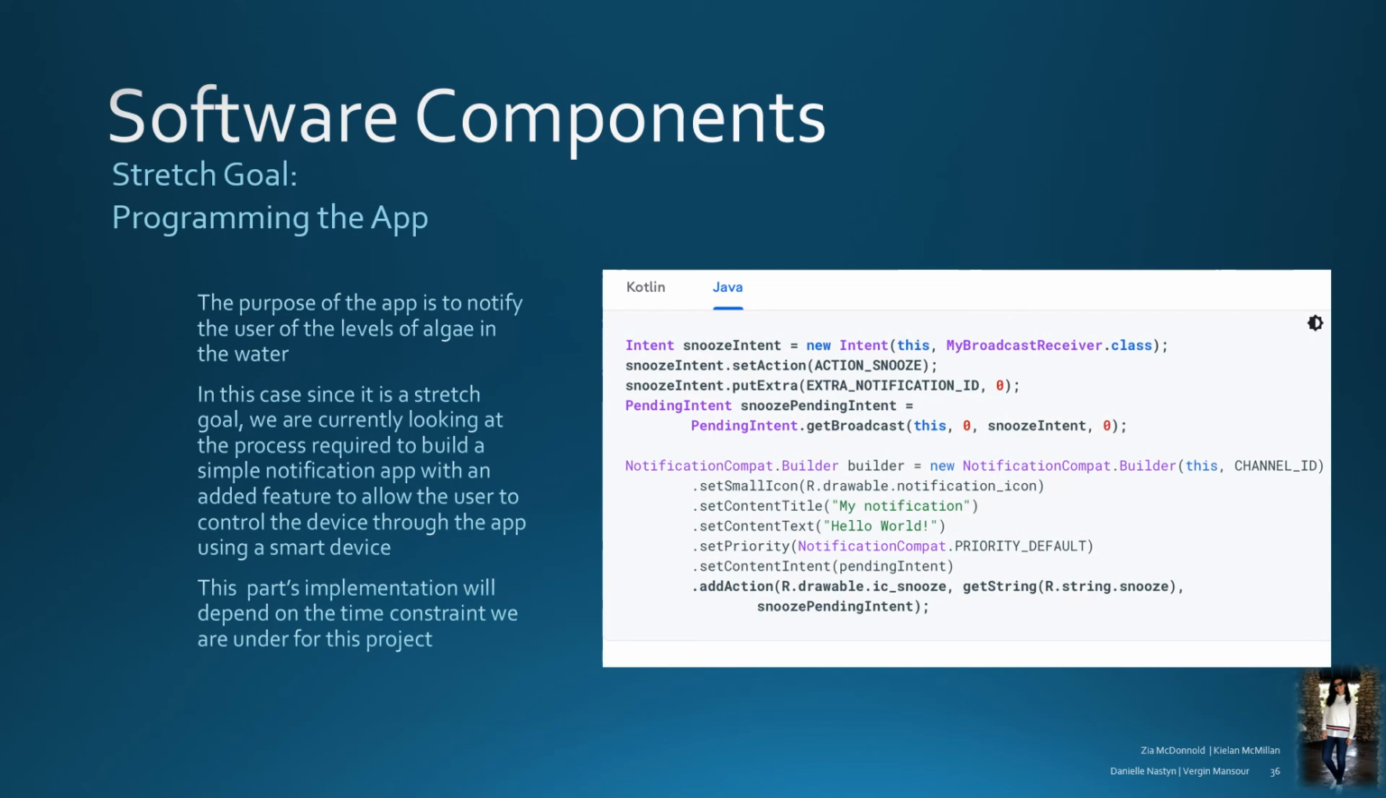In this slide, we will talk about the software stretch goal, which is programming the app. The purpose of the app is to notify the user of the levels of algae in the water. In this case, since it is a stretch goal, we are currently looking at the process required to build a simple notification app with an added feature to allow the user to control the device through the app using a smart device. This part's implementation will depend on the time constraint we are under for this project. And in this case, we are using Java in order to see some sample codes on how we can build a notification app to begin with.